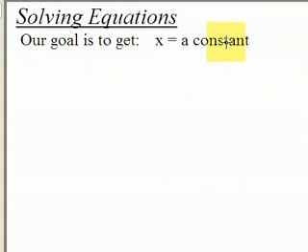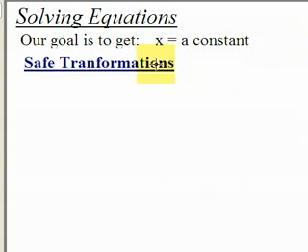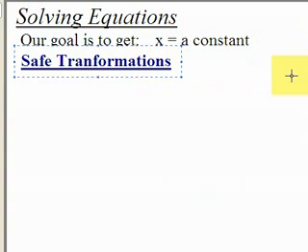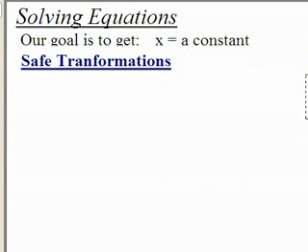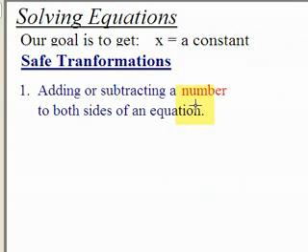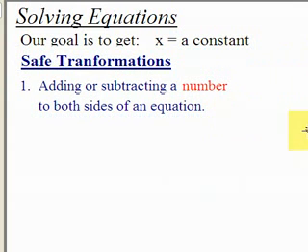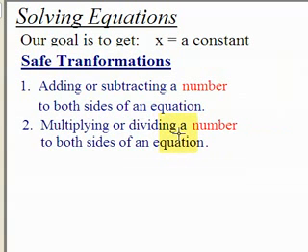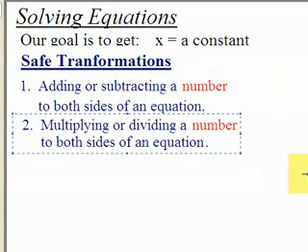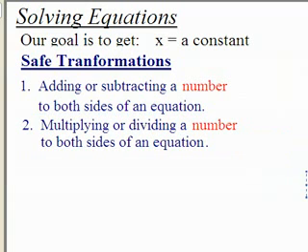Now the transformations that we make on equations, we have safe transformations to make and we have unsafe transformations. The safe transformations involve either adding or subtracting a number to both sides of an equation, or multiplying or dividing a number to both sides of an equation. These are fairly safe transformations so long as we're careful that what we do to one side we do to the other side.